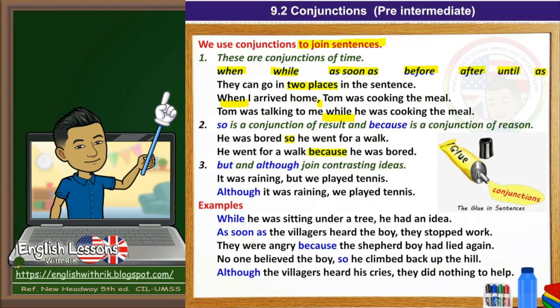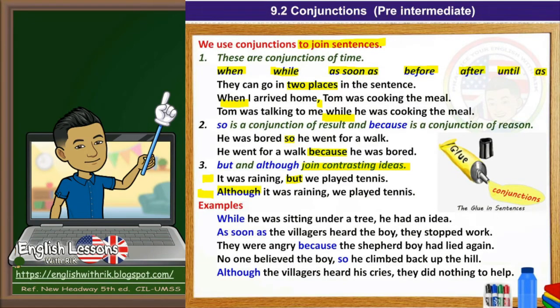But and although join contrasting ideas. It was raining, but we played tennis. Although it was raining, we played tennis.